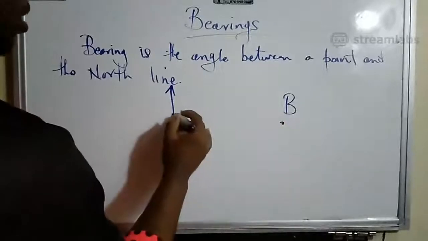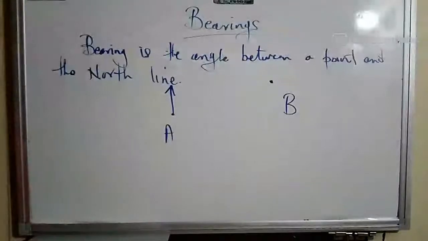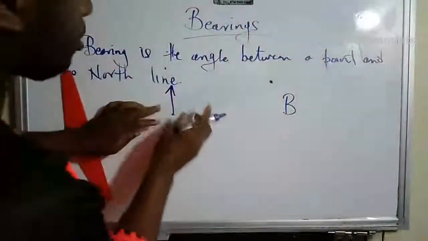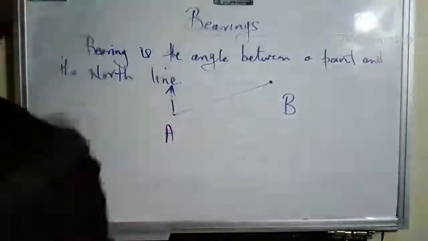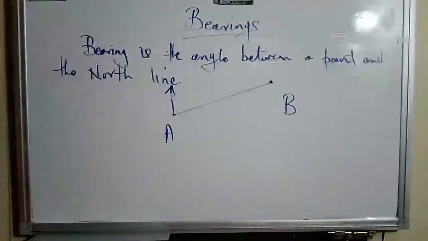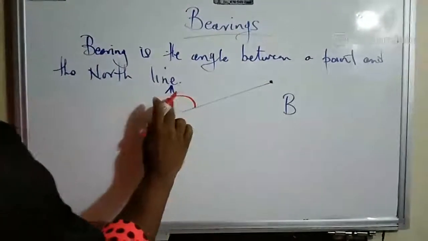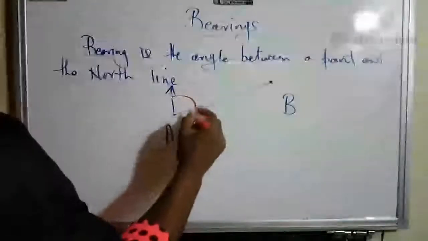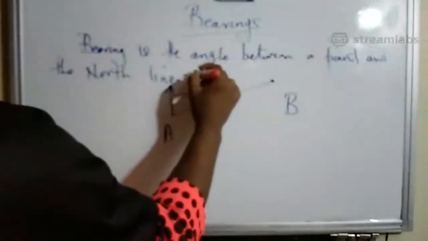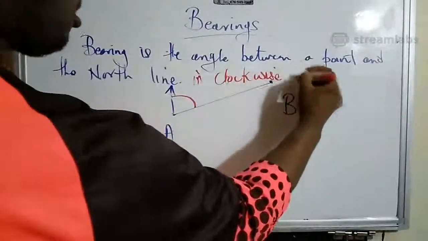I should have said a clockwise direction. Let me just put it up here. So the angle must be measured in a clockwise direction. So see the point there? This is point A, that is point B. So the bearing would be right here. So it is the angle formed between the north line and the point in a clockwise direction. I should have mentioned that. So it must be a clockwise direction.